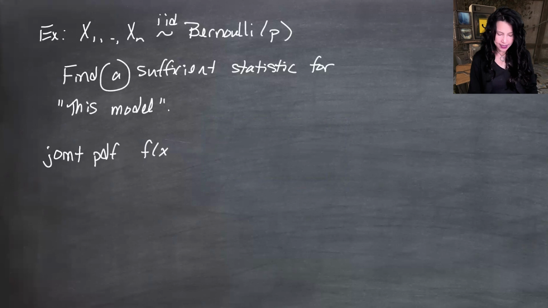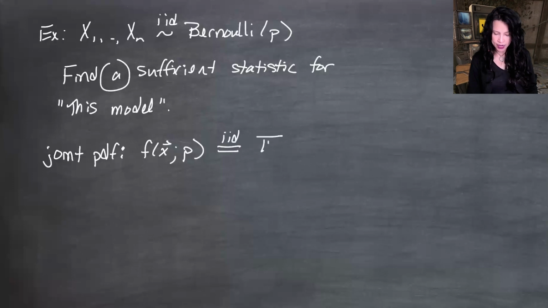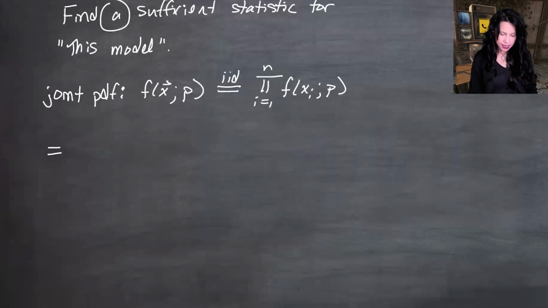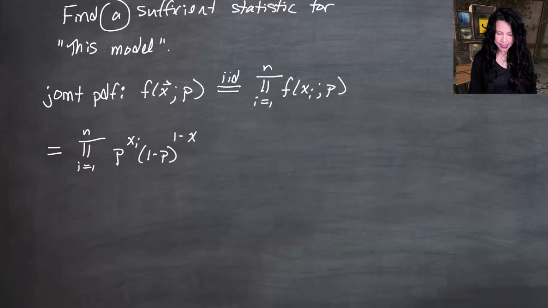This is, in this case, f of the vector x and p. And because these are IID, this is a product as i goes from 1 to n of the individual PDF for xi and p. Because these are Bernoulli, this is p to the xi, 1 minus p to the 1 minus xi, and then an indicator.